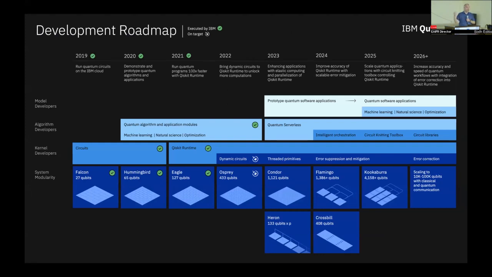This is our development roadmap. We release this every year to give people a feeling for where we expect we're going to go. You can see Eagle here, 127 qubits with a check mark next to it. Osprey is the device we intend to deliver this year, 433 qubits. No, we don't need them yet, but as I said, we work on these problems in parallel.